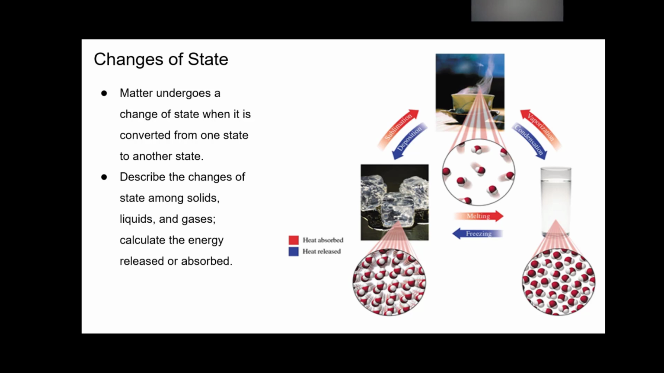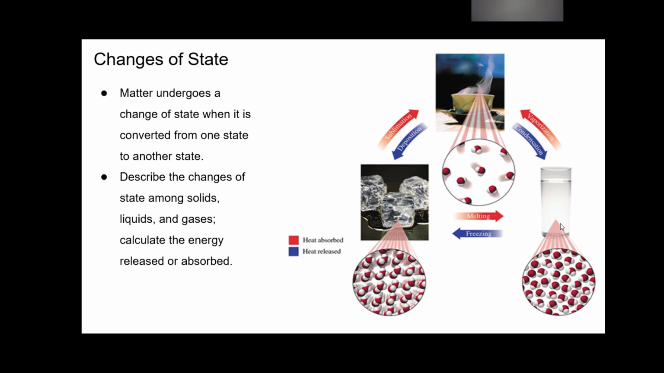So when liquid water releases heat, it converts to a solid ice through freezing. So it has to lose energy in order for this to happen. When water absorbs heat, it converts into a gas through vaporization. So the more heat or energy it has, it will go into a vaporization state. When solid ice absorbs heat, it converts to a liquid. So it goes this way, which is melting.